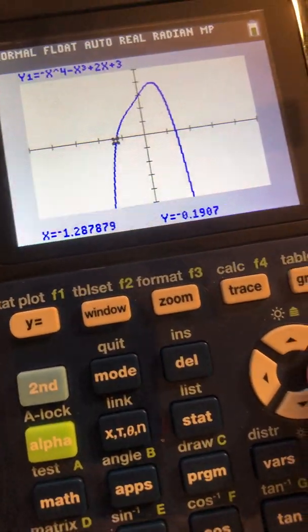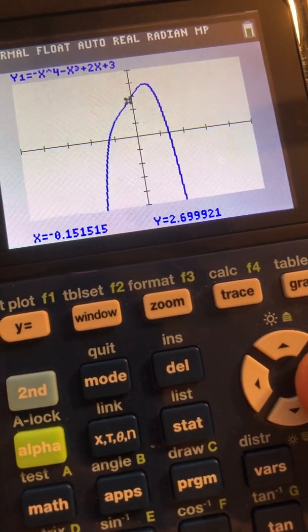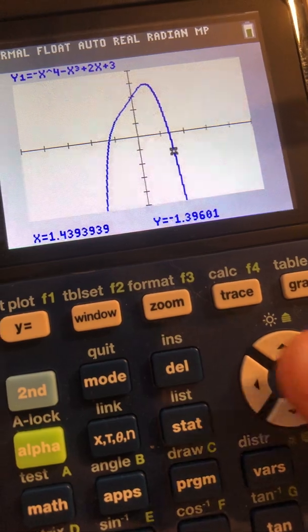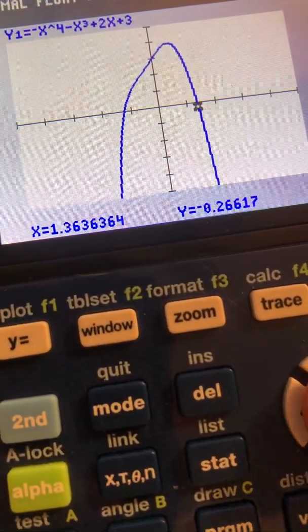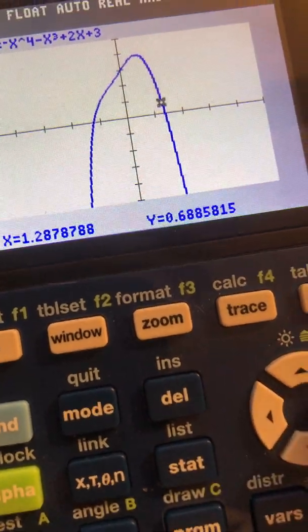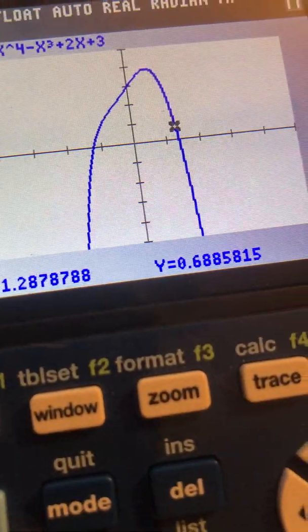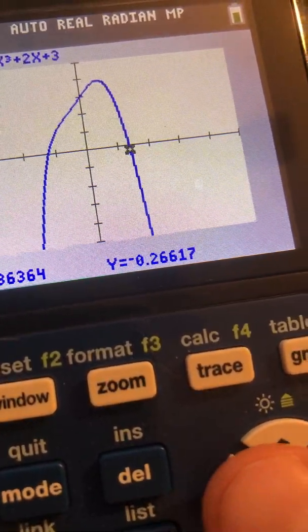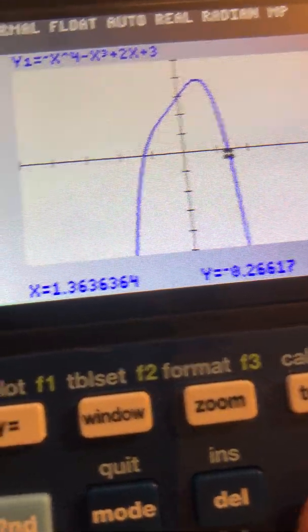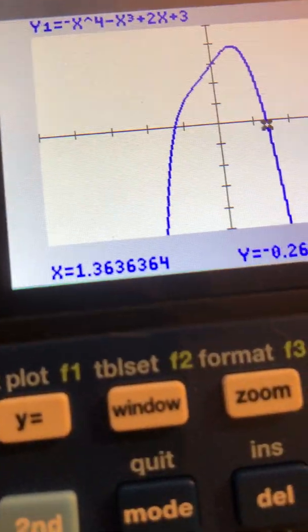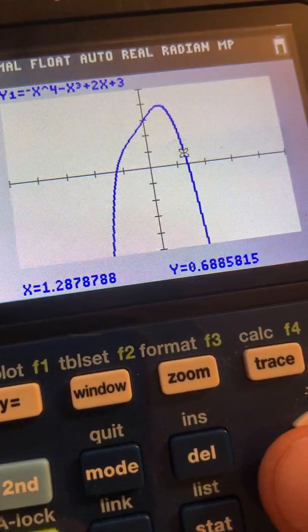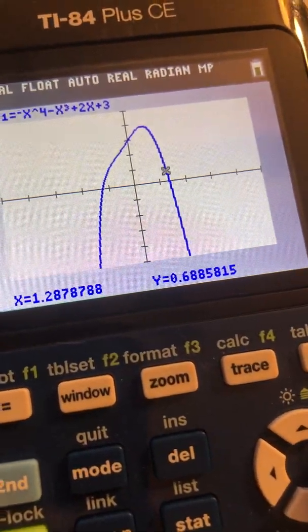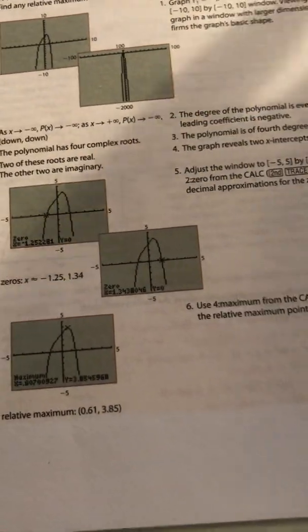Alright, let's go to the other side and find our other zero. If you'll notice again here, ours jumps right over the x-axis. So we can say anywhere between 0.68 and 0.26. That's for the y, and on our x it's going to be 1.36, which theirs is 1.34. So put anywhere between 1.36 and 1.28. Just put that it's between those, and I'll give you credit. As far as getting it perfect, I'm not expecting that.